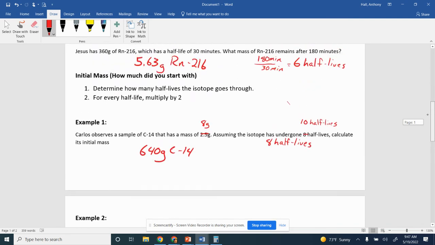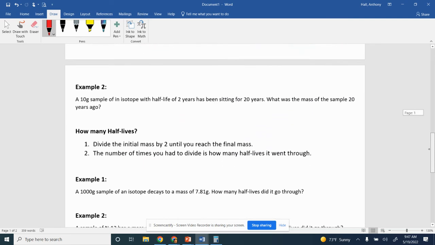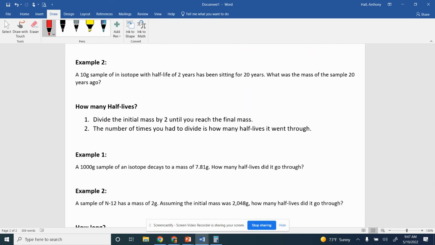So example 2 is very similar to example 2 from the previous one. Let's look. A 10-gram sample of an isotope with a half-life of 2 years, so I'm giving you a half-life of 2 years, has been sitting for 20 years. What was the mass of the sample 20 years ago? Well, notice I didn't give you how many half-lives there are. So the first thing we need to do is figure out how many half-lives there are. How will I go about doing that?